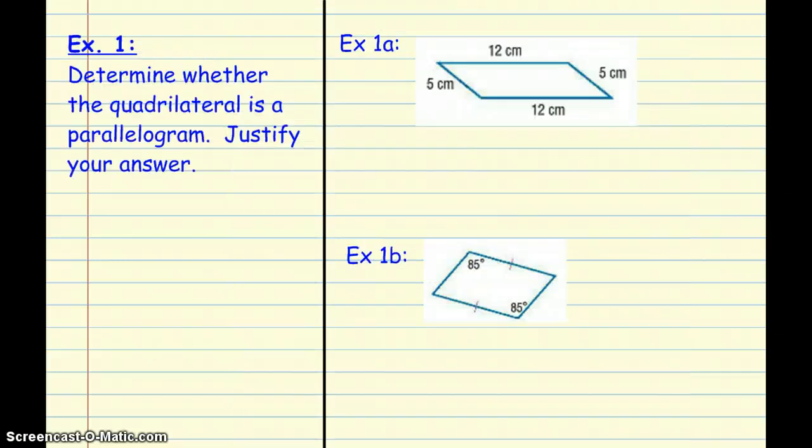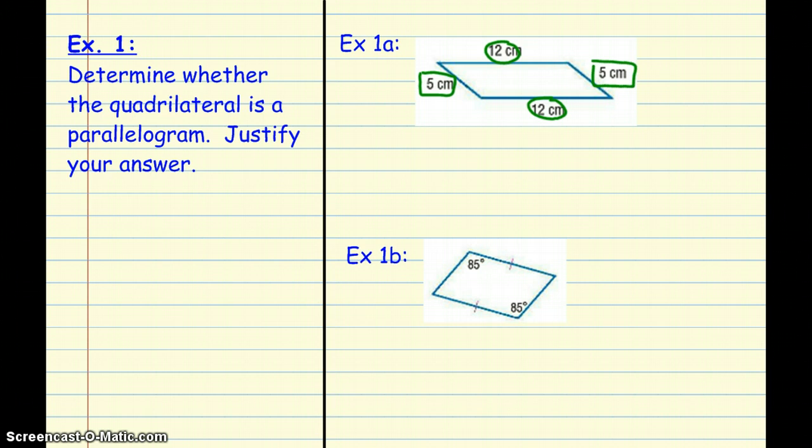So let's take a look at some examples. This first one is just getting at the definition or those theorems that we just looked at. We need to determine whether each quadrilateral is a parallelogram, and we're going to justify our answer. Looking at this first one, I notice that the horizontal and vertical sides are congruent with each other. And I also notice that the little slanty sides are also congruent with each other.